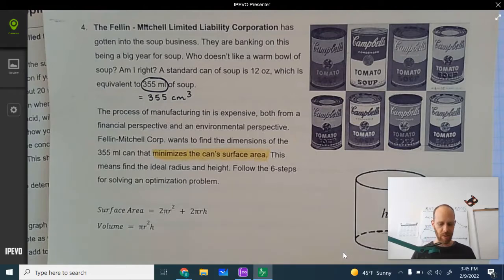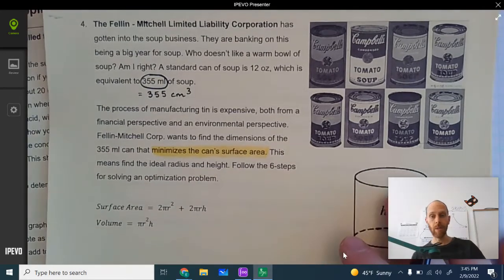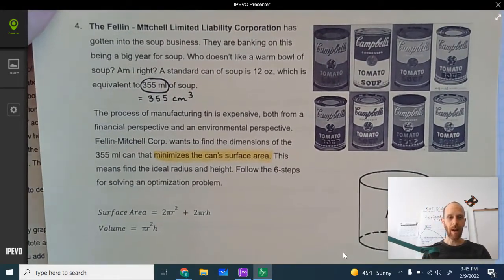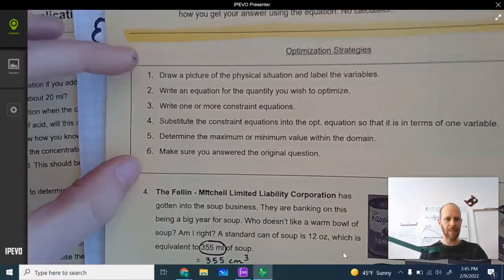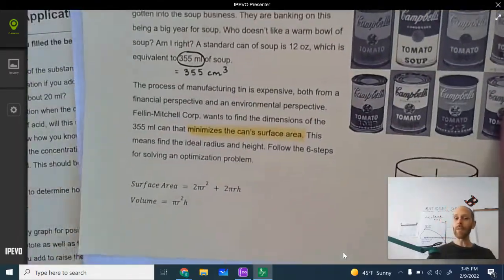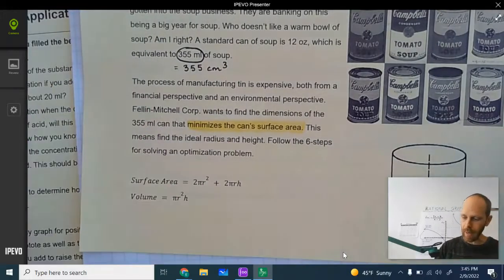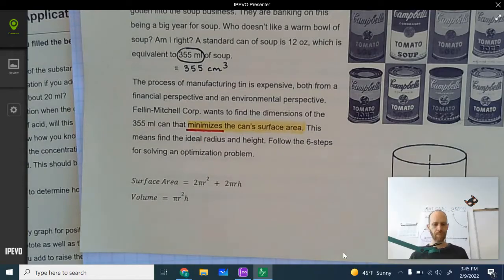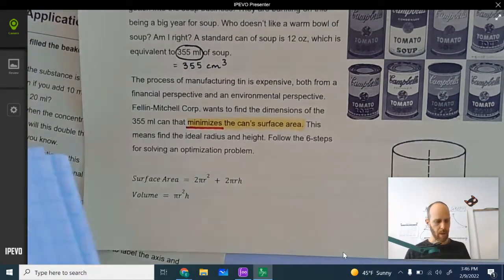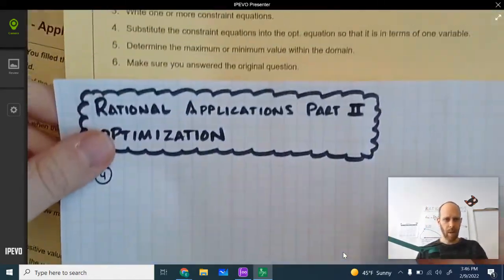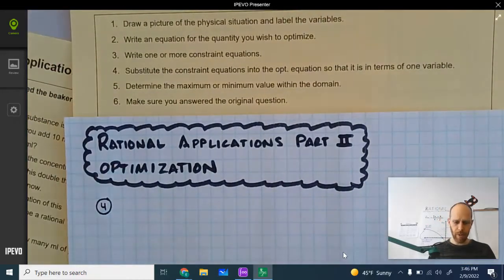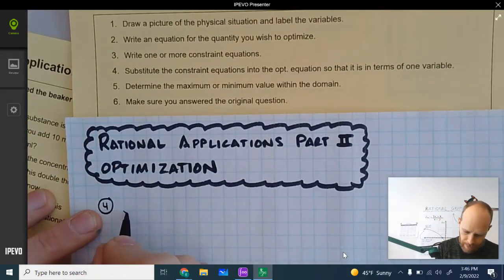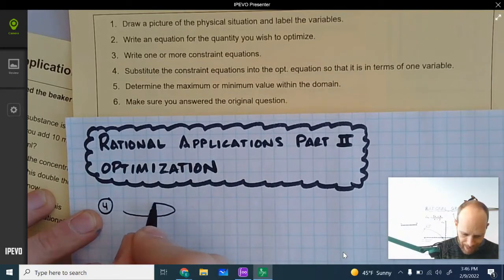And we're going to follow the 6 steps that you do when you are doing optimization. So, optimization, you remember this from our last unit, is built around following these 6 steps. And we know that this is going to be an optimization problem because it asks us to minimize. So, here we go. I'm going to follow these 6 steps. Step number 1 is to draw a picture of the physical situation. And the physical situation we're looking at is we got ourselves a can here.